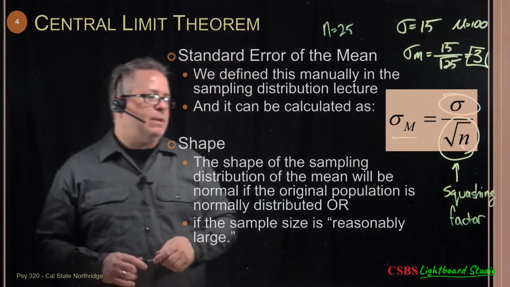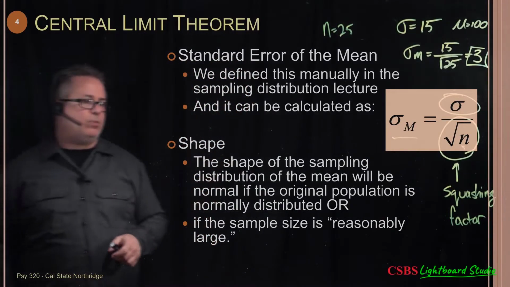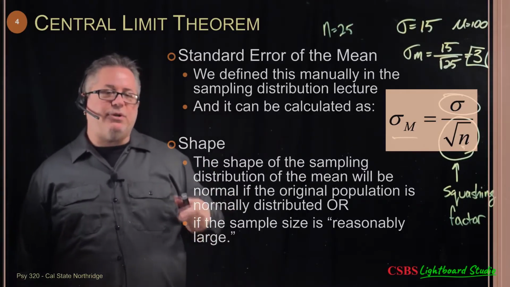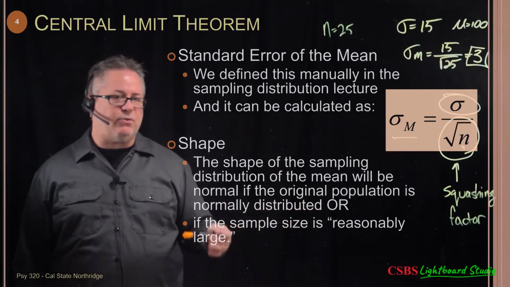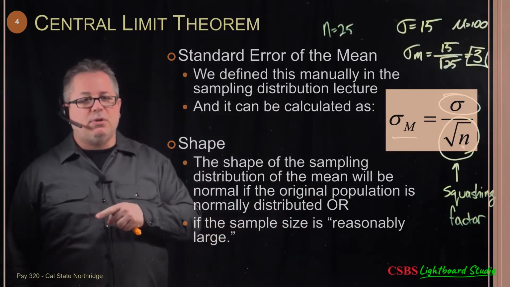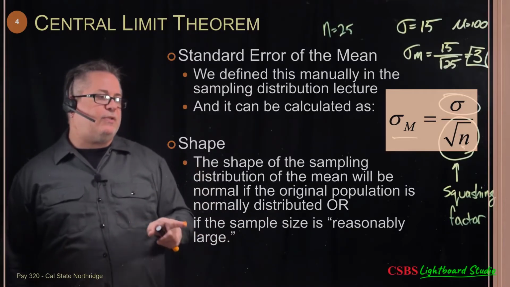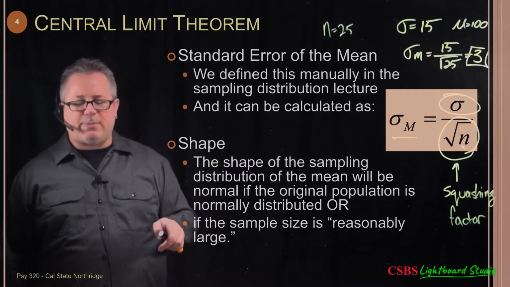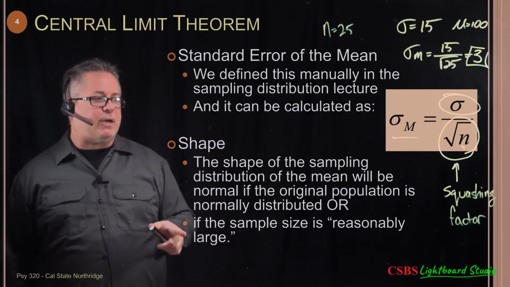And we talked about before that the shape of the sampling distribution will depend on one of two things. Either we know the original population is normally distributed, that's one way. So if the population is normal, then the sampling distribution will be normal. Or if the sample size is reasonably large, then it doesn't matter what the population looks like, the sampling distribution of the mean will be normal even if the population isn't.